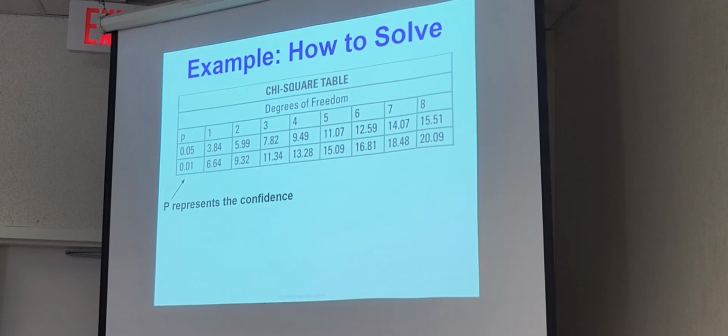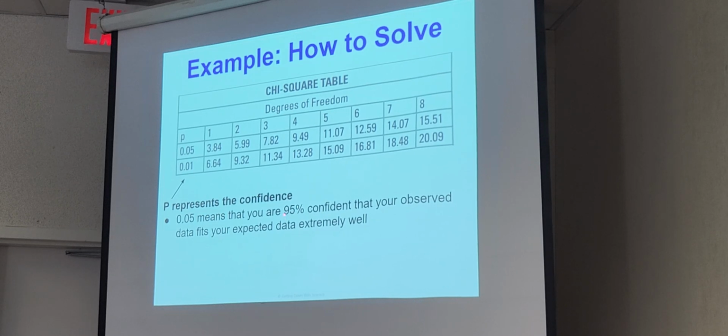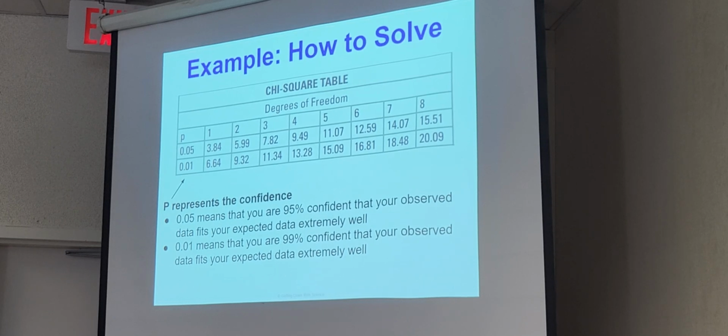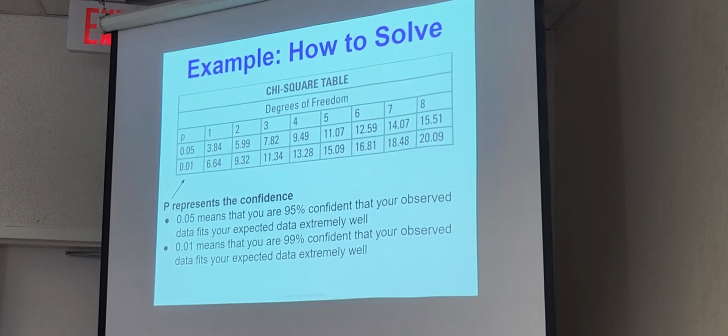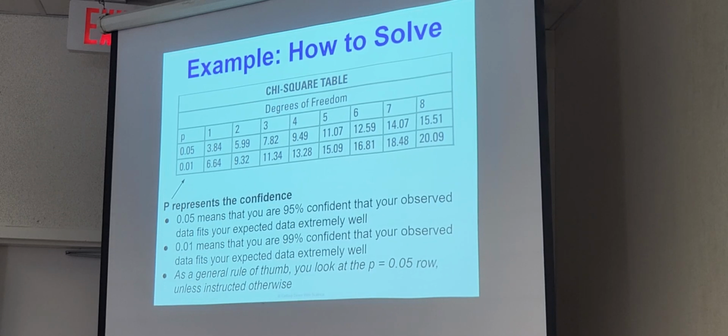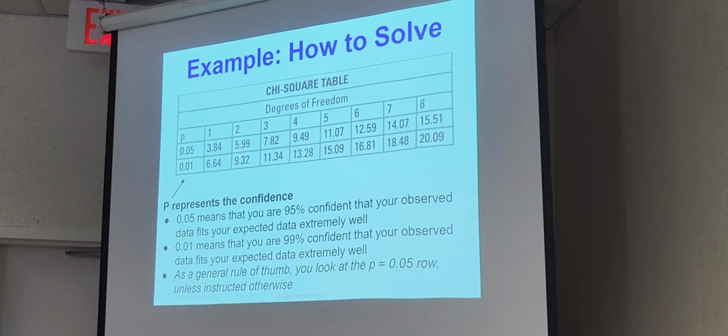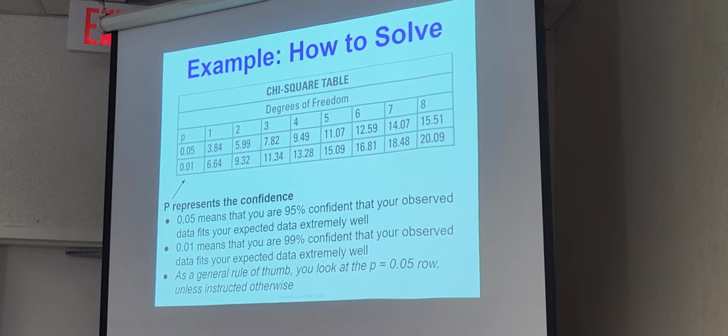This presents our confidence. So 0.05 means you're 95% confident that your observed data fits your expected data. 0.01 means you're 99% confident that your observed data meets your expected data. Because we always use the 0.05. General rule of thumb, we always look at the 0.05. We want to be 95% confident in our data, or 95% confident that what we say about our data is accurate.